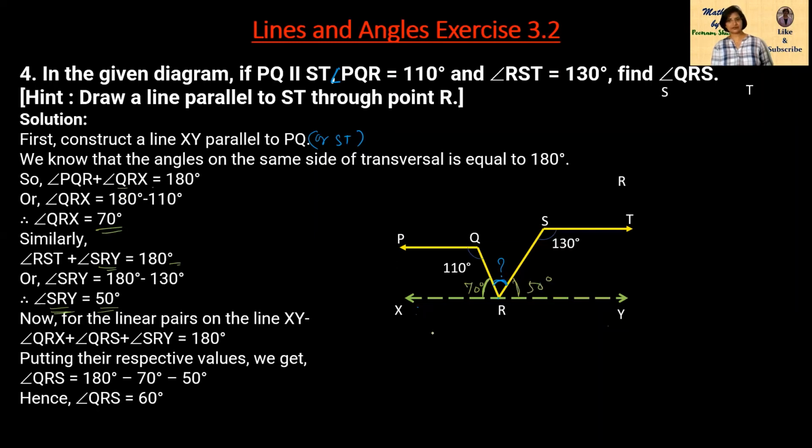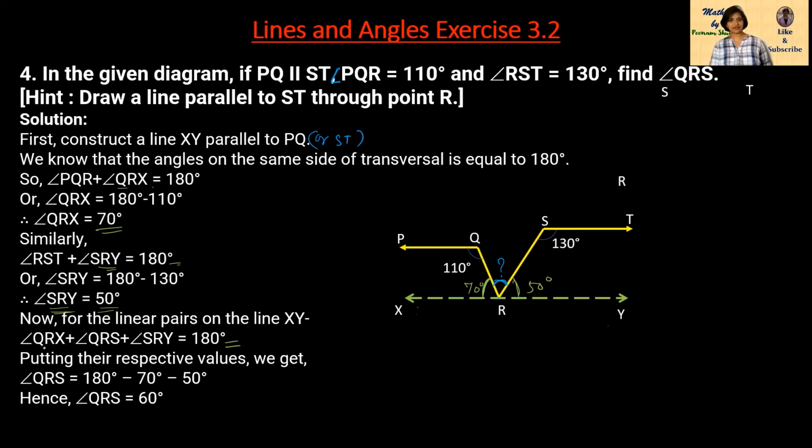Now it's very simple to find out this. For this, you have to join these two, this plus this equals 180. So here, what I have done now for the linear pair on the line XY, angle QRX plus angle QRS plus angle SRY equals 180 degree, which I have written here.